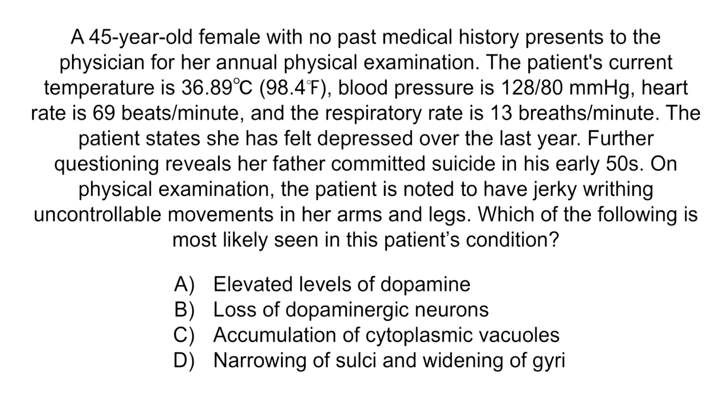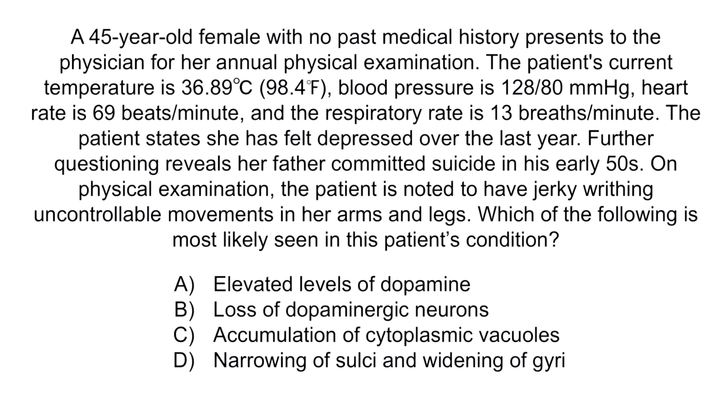The patient states she has felt depressed over the last year. Further questioning reveals her father committed suicide in his early 50s. On physical examination, the patient is noted to have jerky, writhing, uncontrollable movements in her arms and legs. Which of the following is most likely seen in this patient's condition? A. Elevated levels of dopamine. B. Loss of dopaminergic neurons. C. Accumulation of cytoplasmic vacuoles. Or D. Narrowing of sulci and widening of gyri.